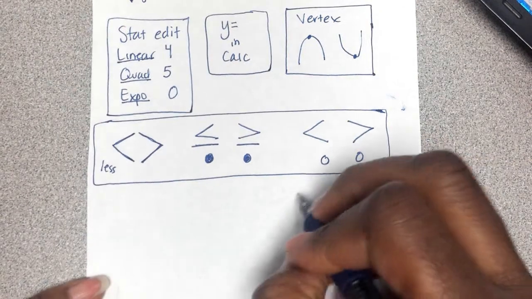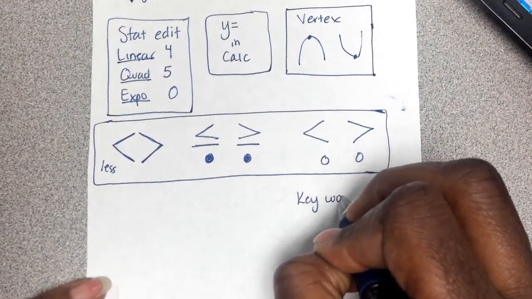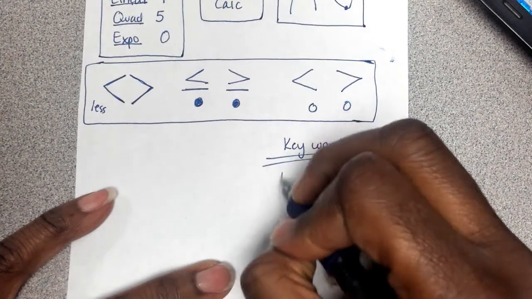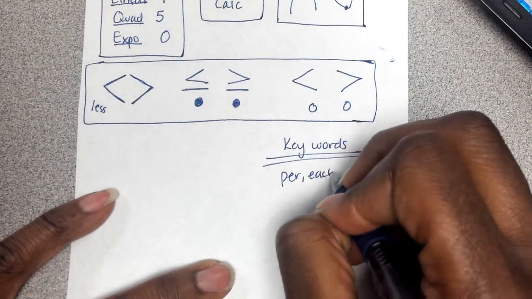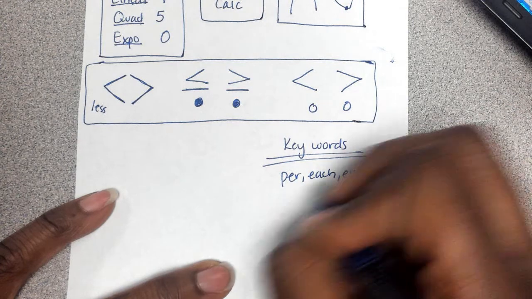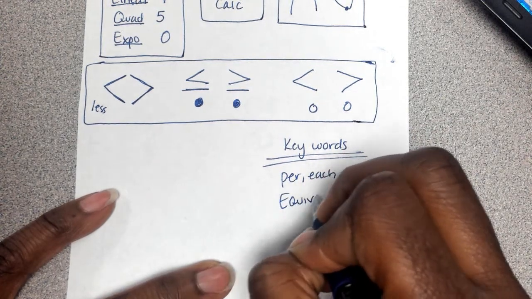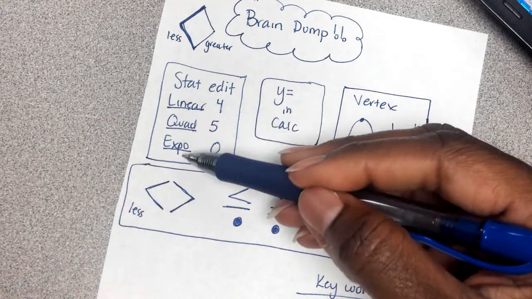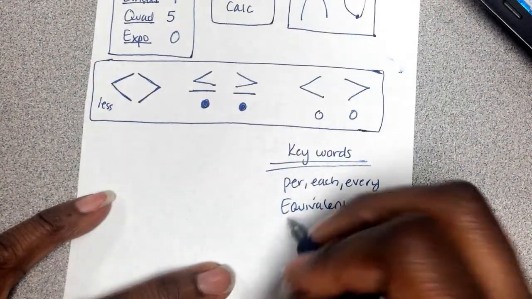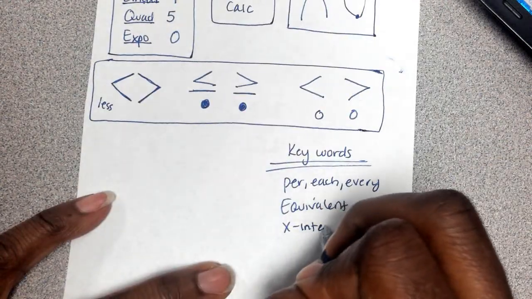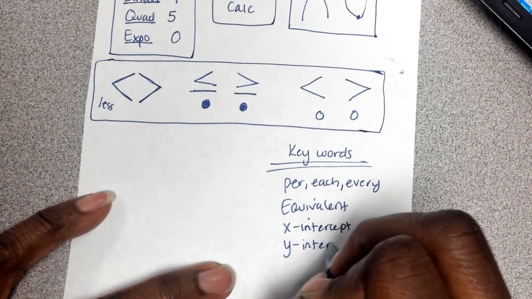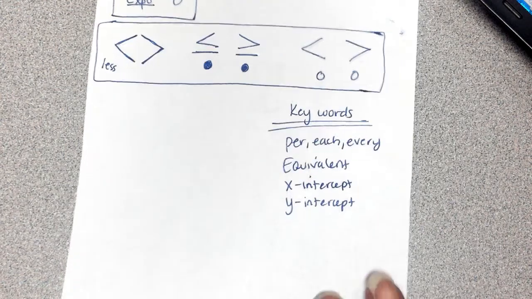Come on, keywords. If you see these keywords, what are you going to highlight? Tell me keywords to highlight. Per, each, and every, because that tells you what the slope is. Equivalent. Yes, we already talked about linear, quadratic, and expo. So if you see those, highlight it. X-intercept. Highlight it if you see it. Y-intercept. Highlight it if you see it.